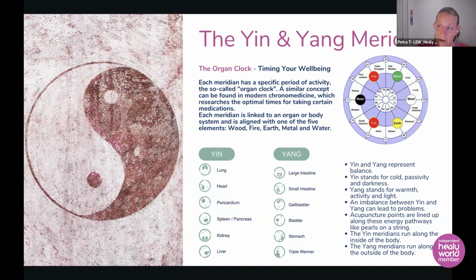So if one is out of balance, the other one will be too. And yin stands for cold, passivity, so passive, and darkness. So this is like a feminine energy. And the yang stands for warmth, activity or active, and light. And this is like a masculine energy.